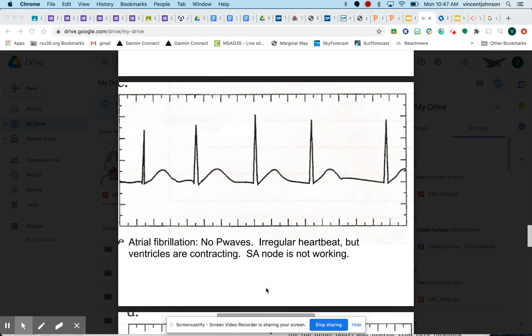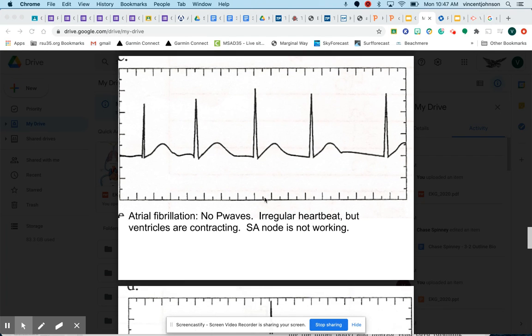Next EKG is atrial fibrillation. There are no P waves existing within this heartbeat. So the heartbeat is irregular and the ventricles are contracting, but the SA node is not functioning at all. So all we can see are QRST situations. There's no P waves present in this particular heartbeat. Obviously, this would indicate the SA node is not functioning.